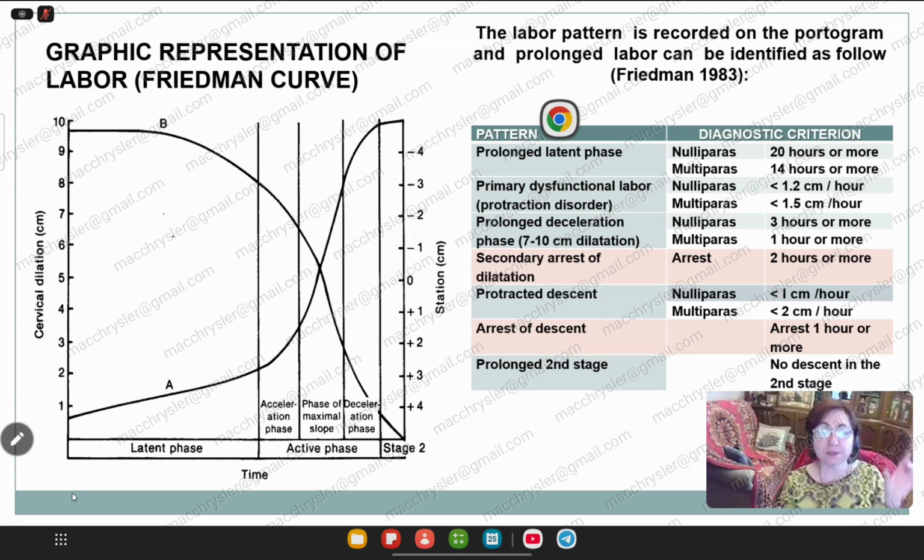Protracted descent: we have dilatation and descent, the true curve, the Friedman curve. Another parameter which we analyze is how the fetus descends, and it can also be protracted. It means descent, but not enough, not with the adequate speed which we expect in normal conditions. Speed is also different for nulliparous and multiparous. Or there might be arrest of descent, when the fetus is stuck and does not descend at all. Additionally, there is no big difference for primipara or nullipara in prolonged second stage of labor.